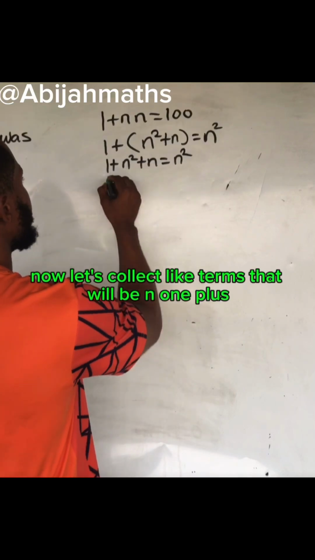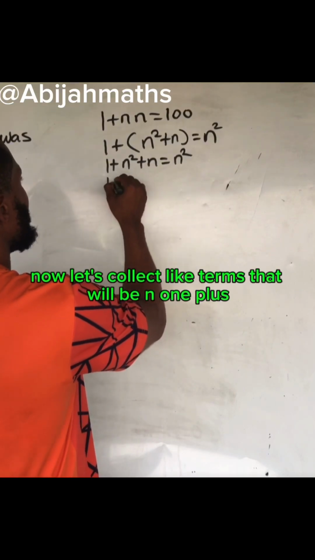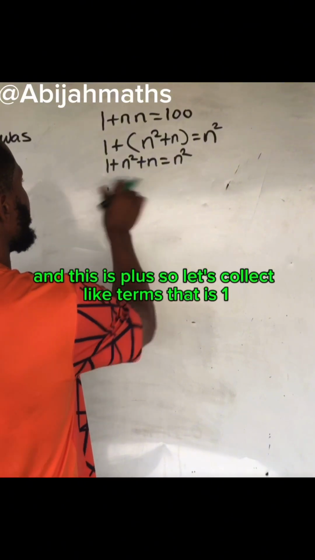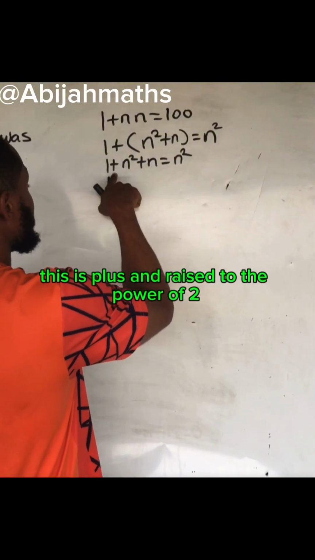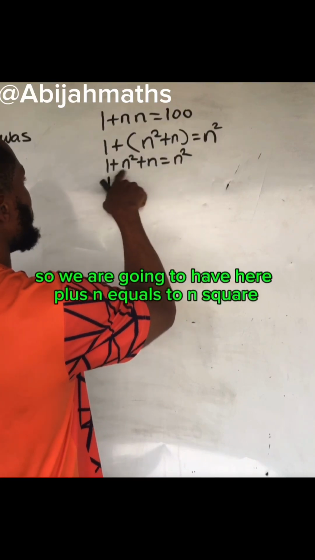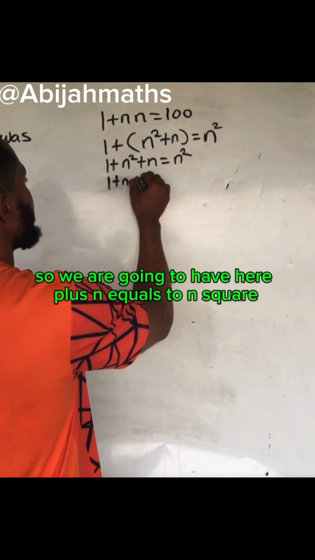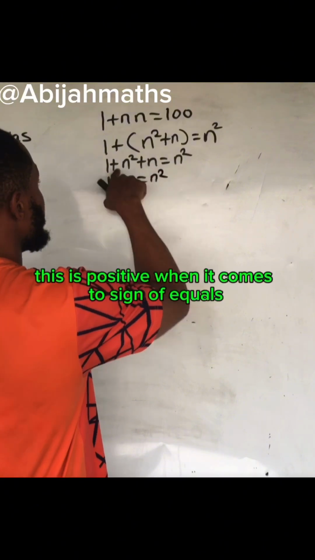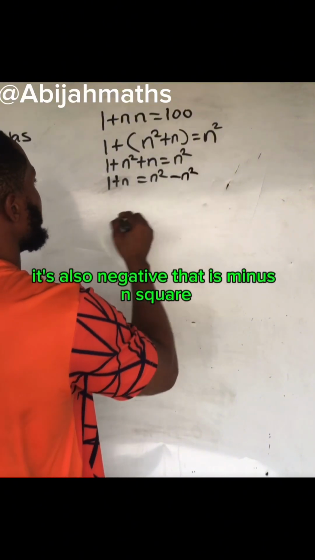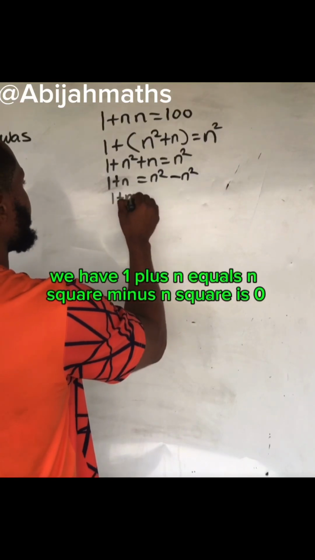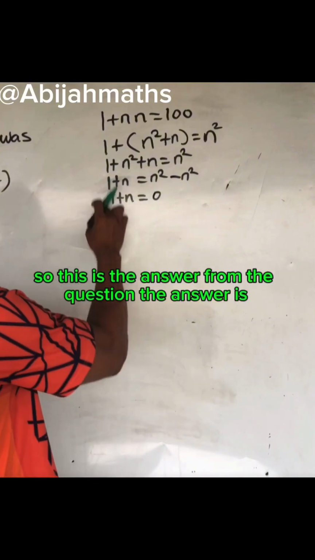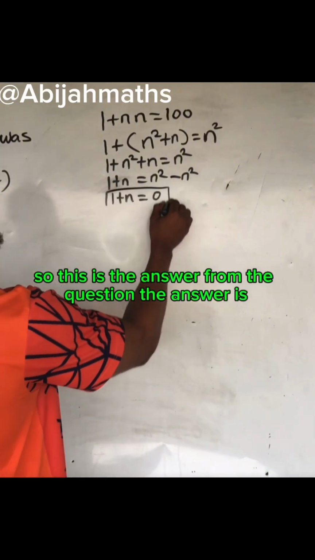Now let's collect like terms. That is 1 plus n raised to the power of 2, which is positive, plus n, equal to n squared. The n squared on the right is positive, but across the sign of equality it becomes negative, that is minus n squared. So we have 1 plus n equal to n squared minus n squared, which is 0. So this is the answer from the question.